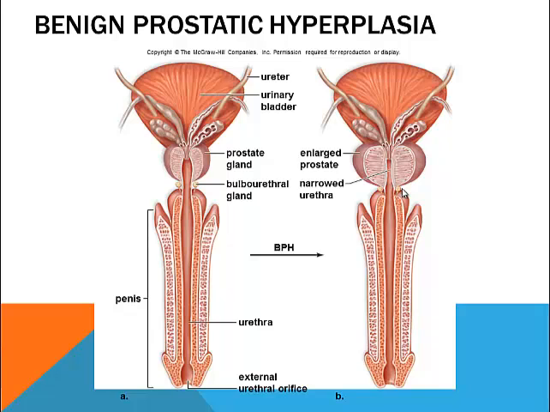And here's your picture. On the left, you see a normal prostate gland with the urethra running through the middle. On the right, the enlarged prostate gland is putting pressure on the urethra, which can cause urine to back up in the bladder and the kidneys and cause damage to those organs.